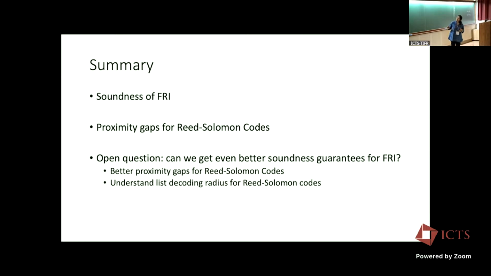So I just want to end with the open questions. What are the limits of these proximity gaps? Can we get better proximity gap statements? And how do they really tie to the list decoding radius for Reed-Solomon codes? Suppose you could list decode Reed-Solomon codes all the way up to 1 minus rho. Does that give you better proximity gaps? We don't know that. I'm out of time, so I'll stop here.